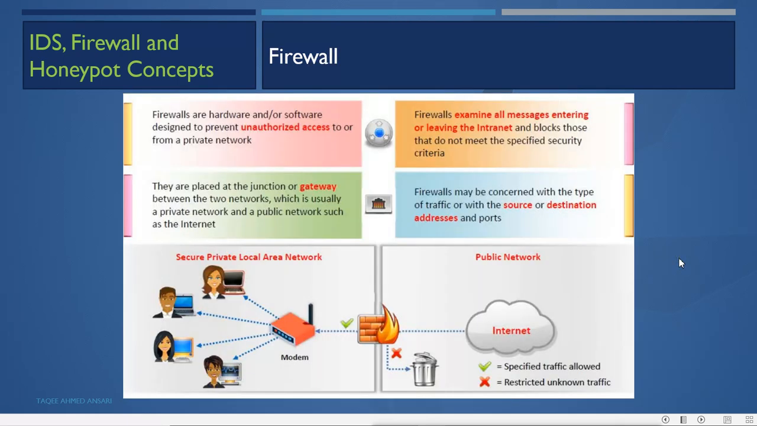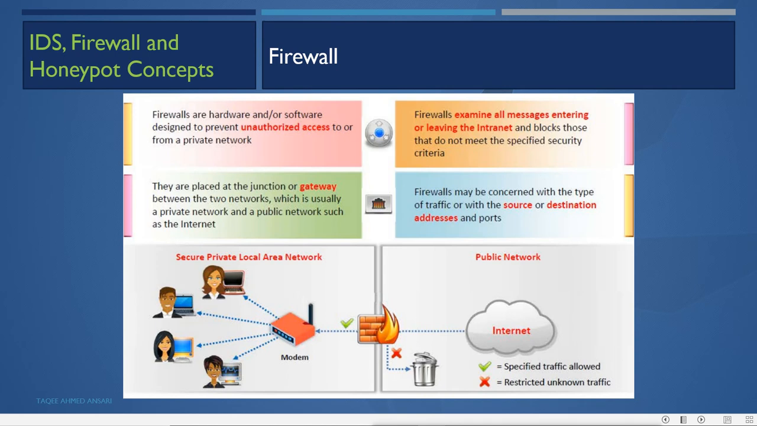Now firewalls. After IDS, the next thing for security is firewalls. Firewalls are hardware or software designed to prevent unauthorized access to or from a private network. Very simply, a firewall's job is to prevent unauthorized access from or to our network, and it can be hardware or software.